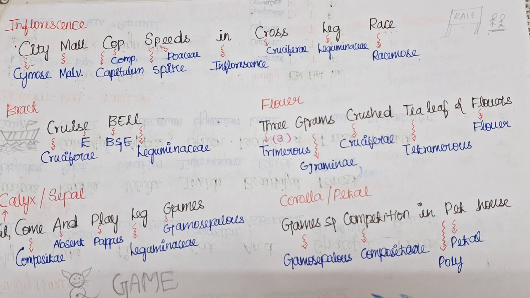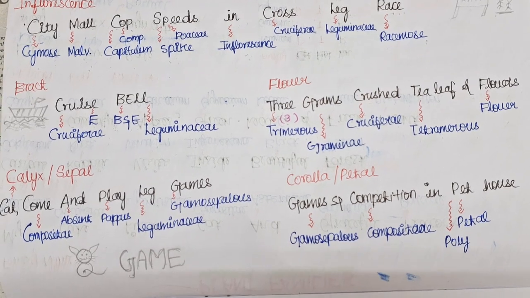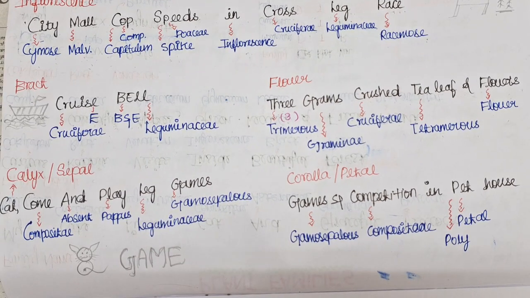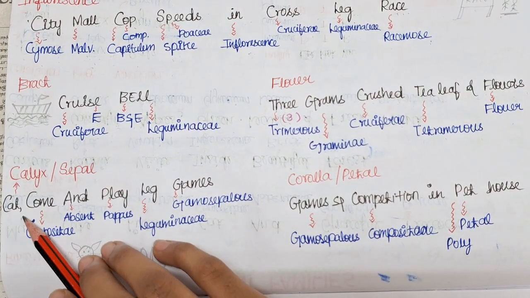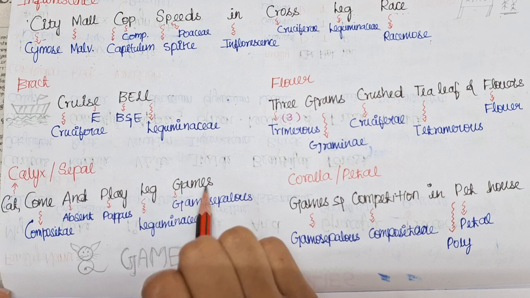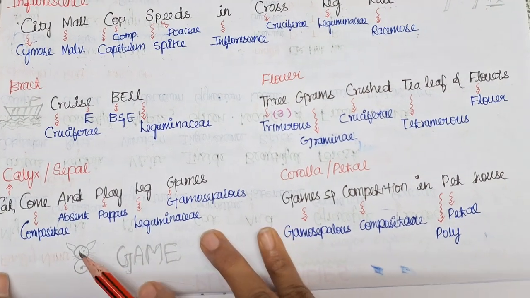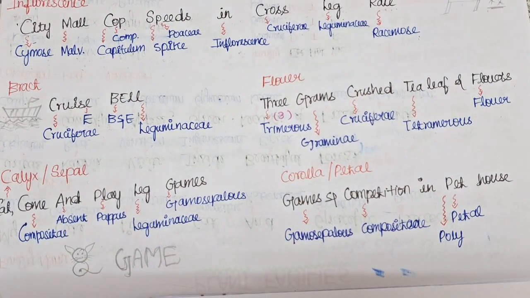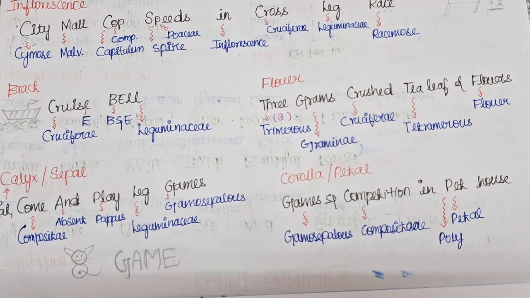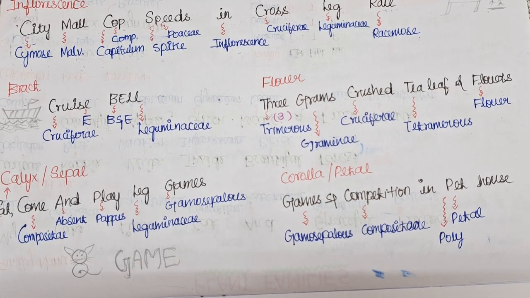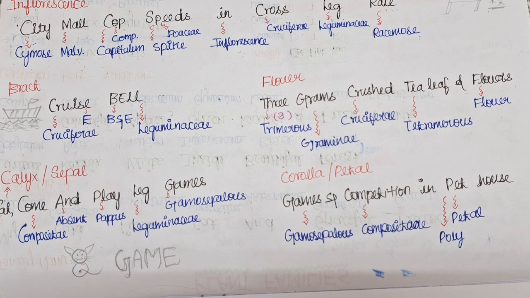Okay, now we will be covering the next one, that is calyx or sepal. Cat, come and play leg games. Okay, you are having a cat. You already know you are having a cat. Tell me where we studied this. In the first short trick we saw, no, cute little cat and a graceful peacock. So you already said you are having a cat. So this is how you have to recall the short tricks and connect to it. So it will be easy.